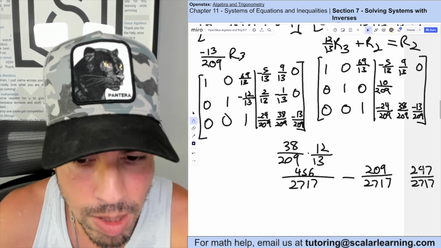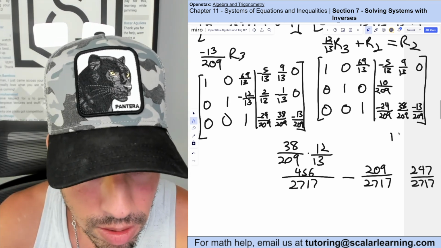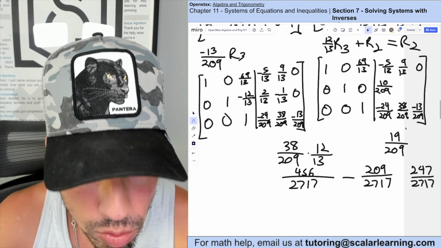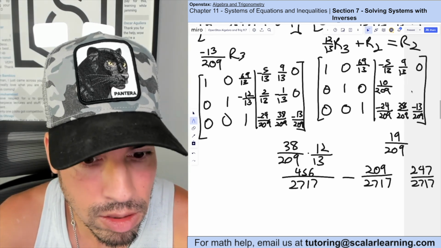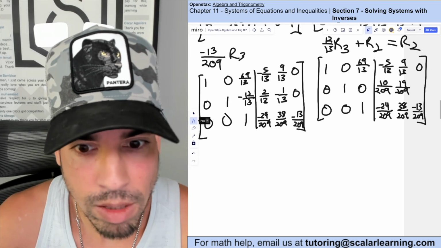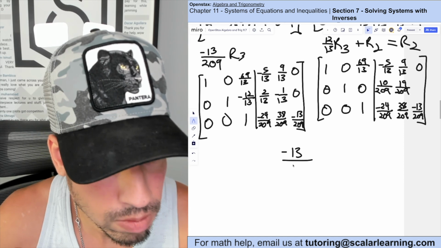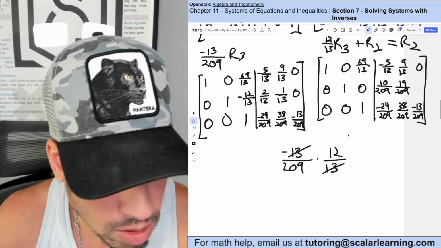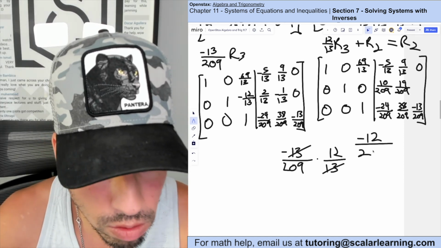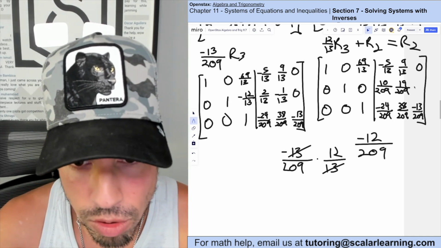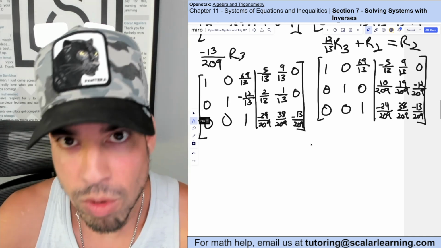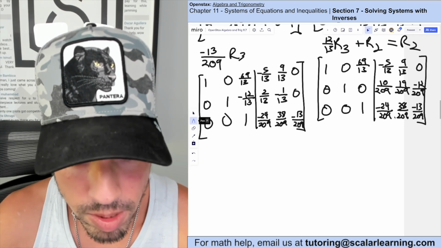Again, we can divide top and bottom by 13, and it's going to be 19 over 209, and that is positive. Last but not least, we got to multiply negative 13 over 209. So this one will be a little easier. When we multiply here, these are going to cancel out nicely. So we just got negative 12 over 209, and then we're adding that to 0. So that stays as is. Brutal problem with these denominators of 209.